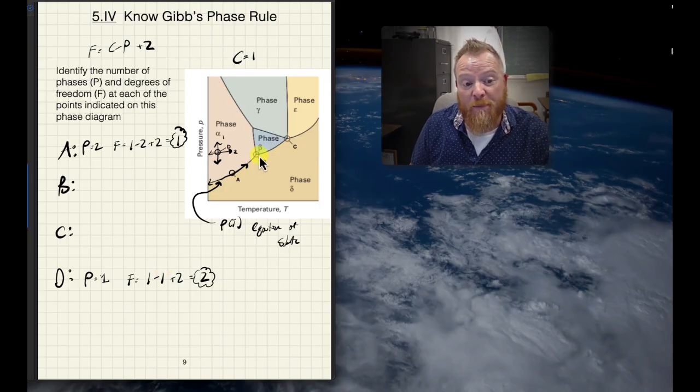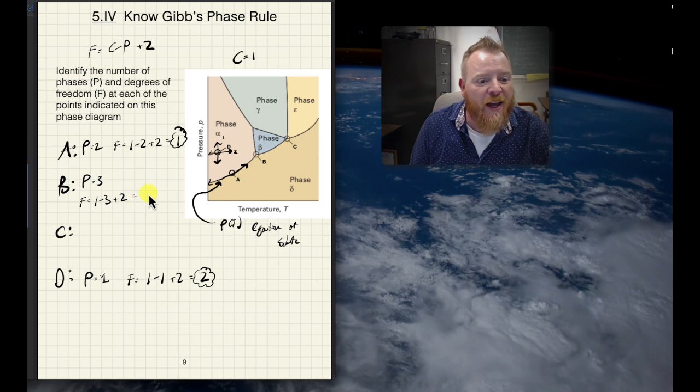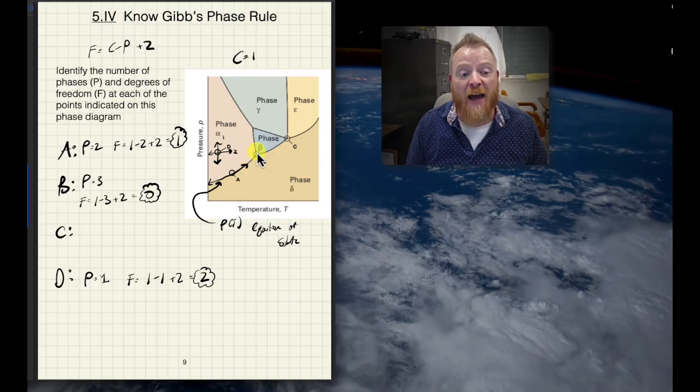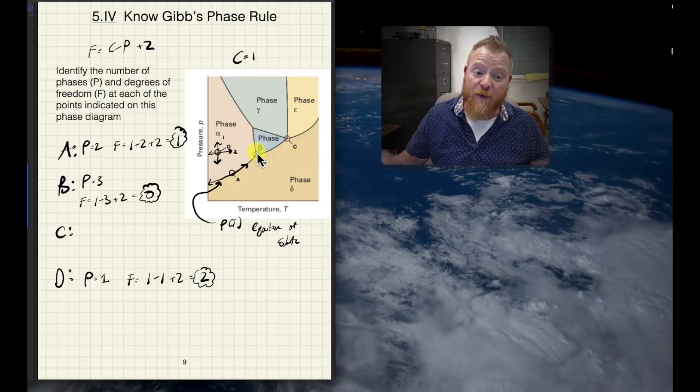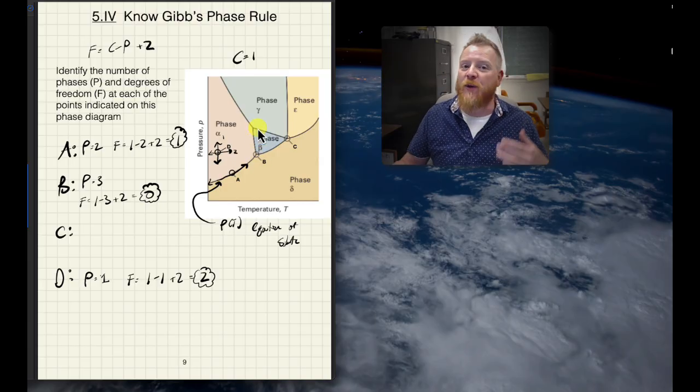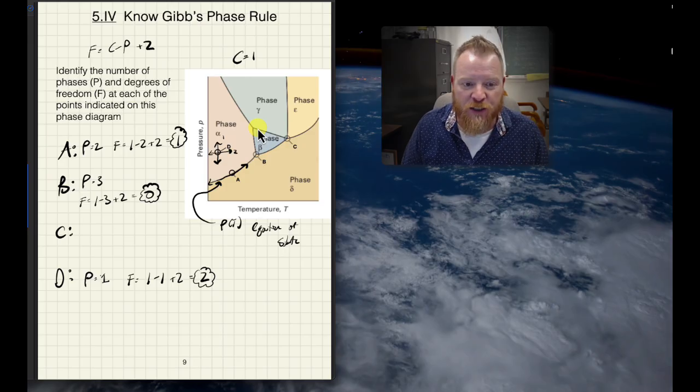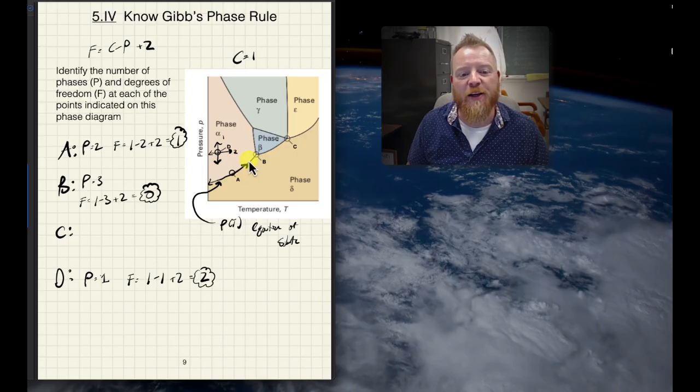Now if I look at point B, I can see that that's a triple point, right? There's 3 phases in equilibrium right there. So P equals 3, and the calculation now goes 1 minus 3 plus 2, and that equals 0. So 0 degrees of freedom at a triple point means if you want to maintain the triple point, you cannot change pressure, nor can you change temperature. It is locked in.